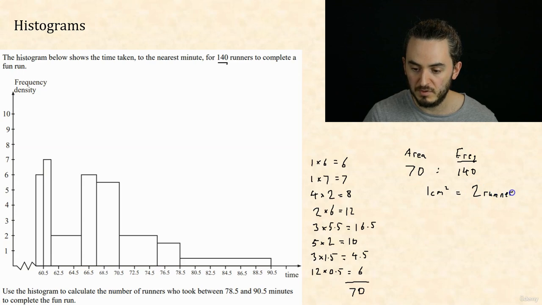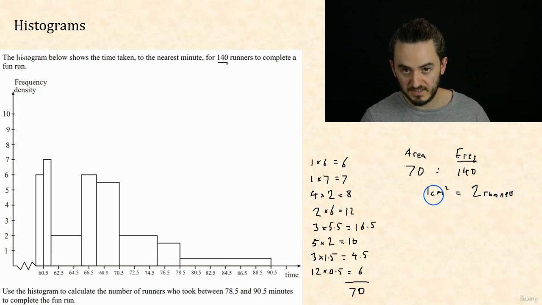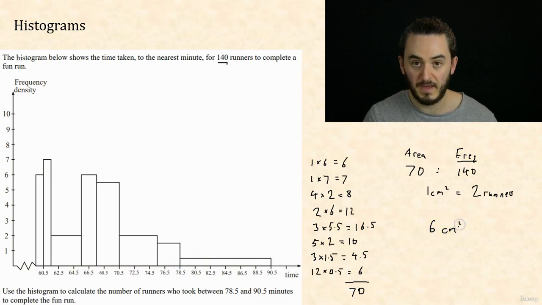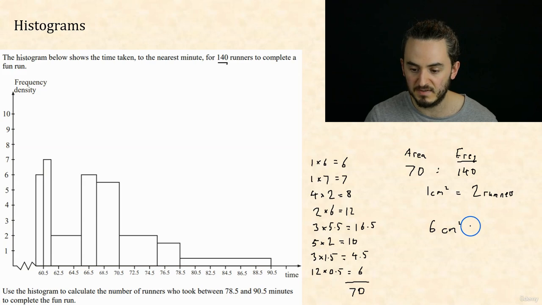So it's quite important for you to establish this ratio here. 1 centimetre squared of area is 2 runners. Now I think we can actually answer the question, because it says use this to calculate the number of runners who took between 78.5 and 90.5. Well, in this group here we had an area of 12 times a half, which was 6. So we have 6 centimetre squares for that bit of area, and so how many runners is that? Well, we need to just double our area. So 12 runners. So there's our answer.